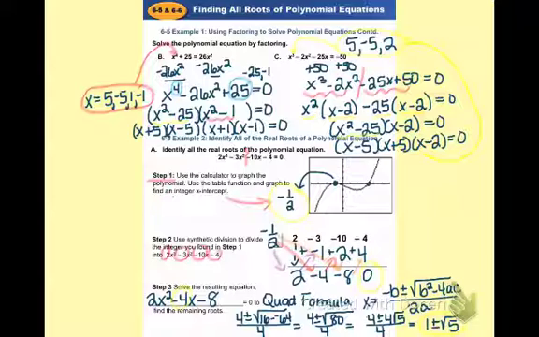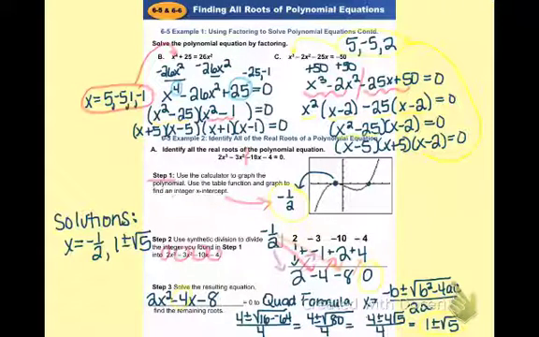So if I want to list all the solutions, my solutions are x is equal to negative a half, and then also 1 plus or minus the square root of 5. So there's 1 plus the square root of 5 and 1 minus the square root of 5. And that gives me my three solutions, my three possible solutions for this cubic equation. Let's go ahead and turn the page.